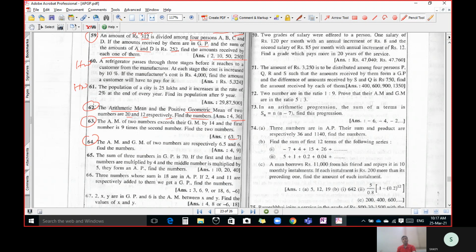This is the same as question 62, so consider this as your homework. This one is also homework. Okay, let us do question 65.